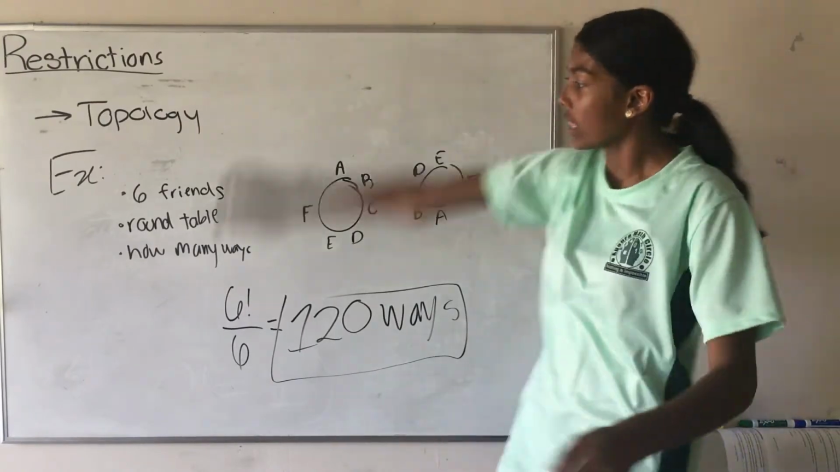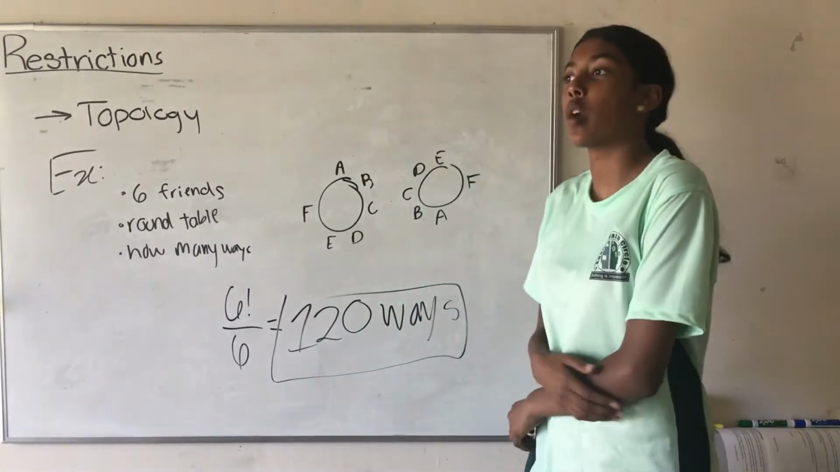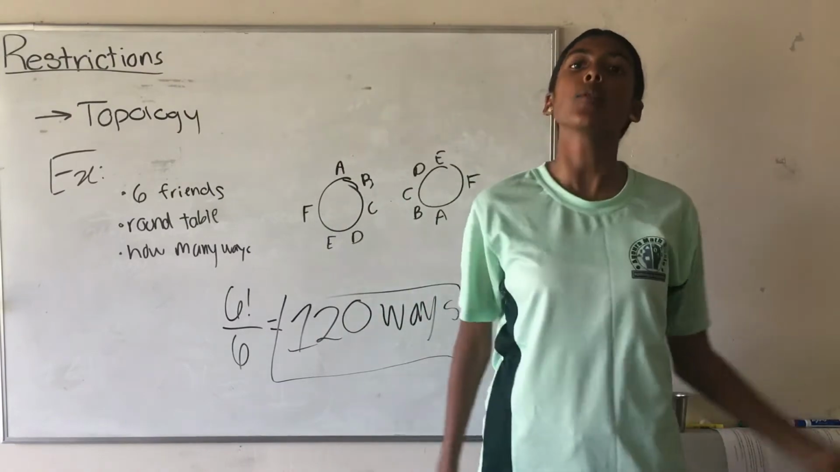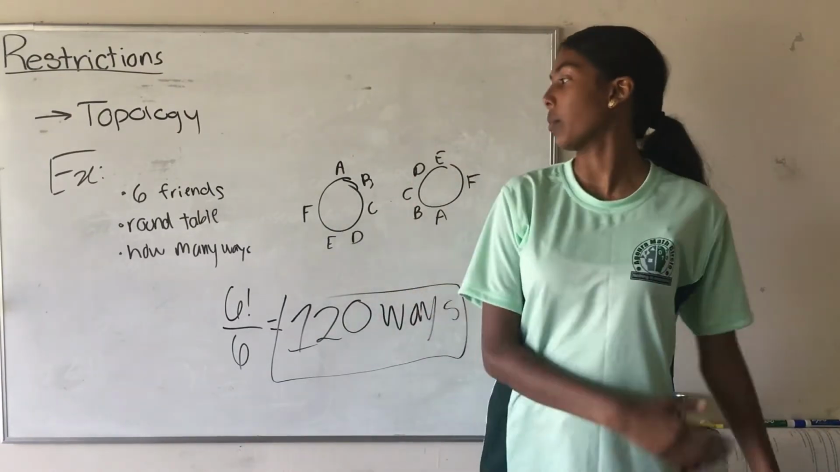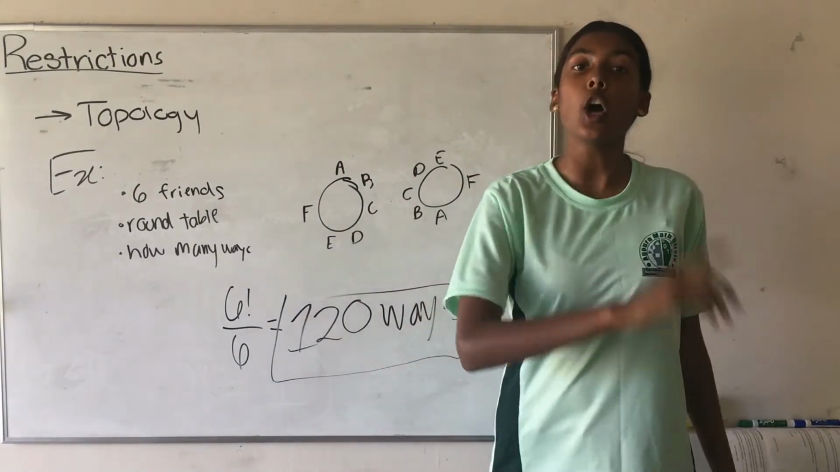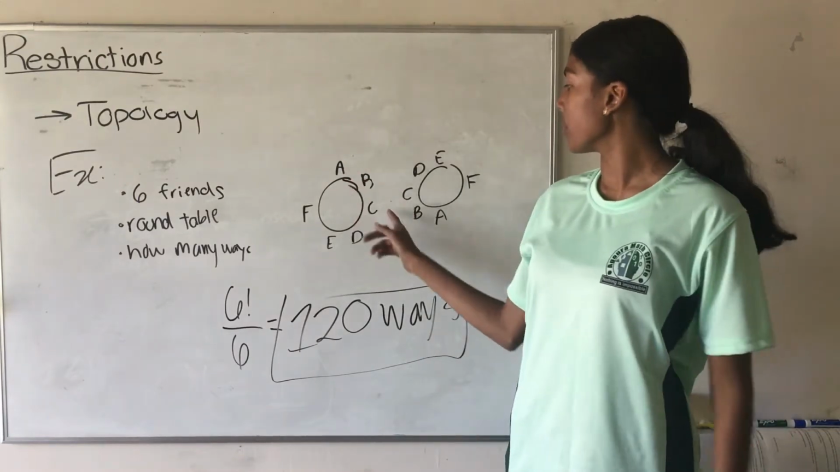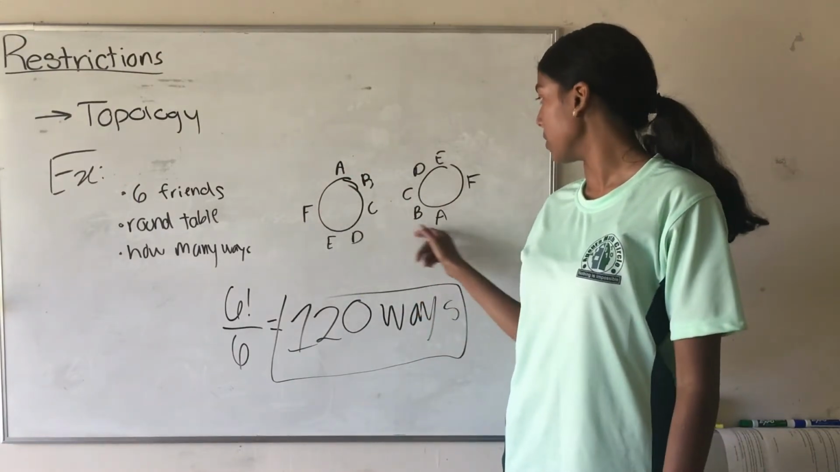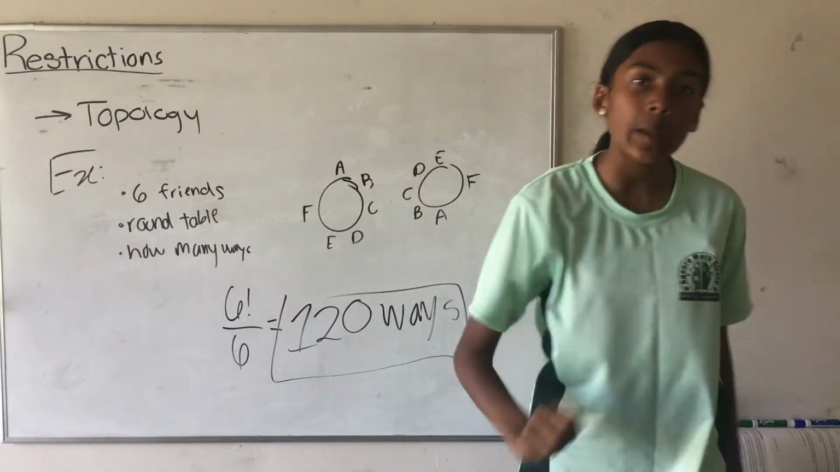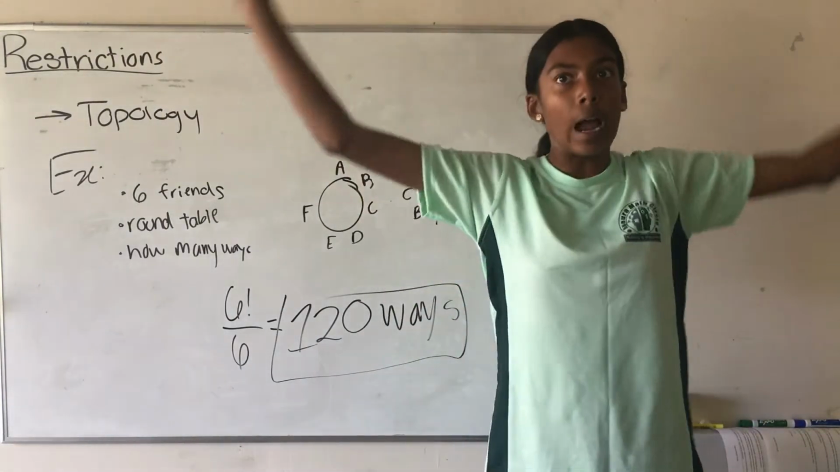The second type of restriction is topology. For example, let's say you have 6 friends and you are sitting around a round table. How many ways are there to sit around that round table? Well, another condition is that if it's A, B, C, D, E, F like this, and then A, B, C, D, E, F like this, they are the same thing. So you might be wondering, how are we going to do this?